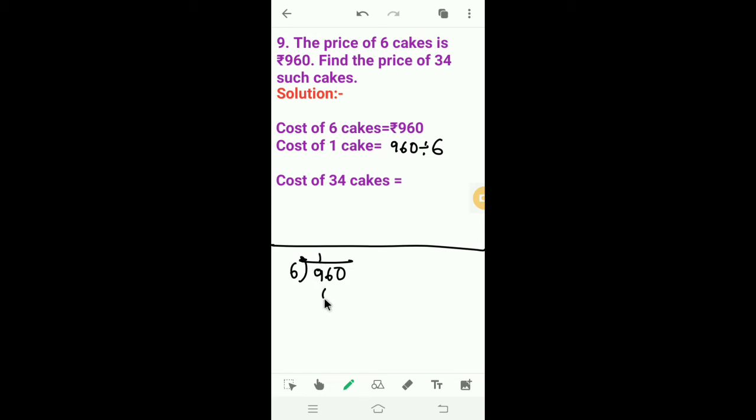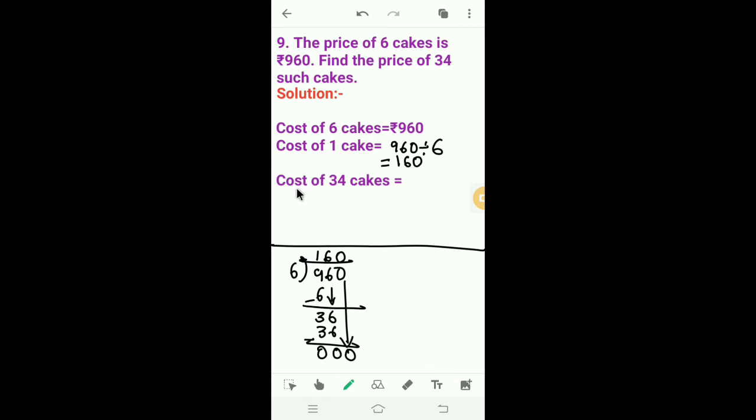6 ones are 6. 9 minus 6 is 3. Next we have to take 6 down. 6 sixes are 36. 6 minus 6 is 0. 3 minus 3 is 0. Next we have to take 0 down. So we have to put here 0. Therefore, cost of 1 cake is equal to 160.